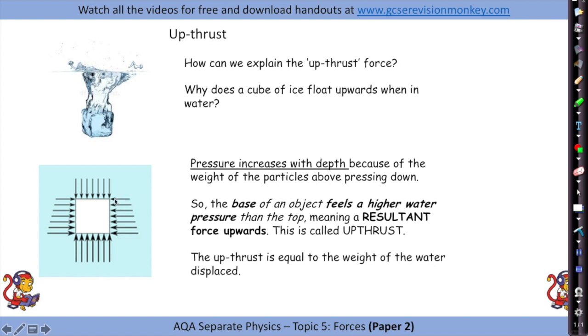Even on the edges of the ice cube, at the top there will be less pressure than there is at the bottom. So the base of the object will feel a higher water pressure than the top, meaning that overall there'll be a resultant force upwards, and this is called upthrust. Down at the bottom there's more pressure acting on it than from the top, so overall we have an unbalanced force upwards. And the upthrust is equal again to the weight of the water displaced.